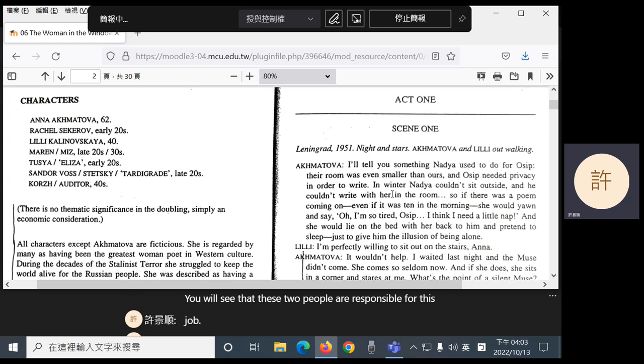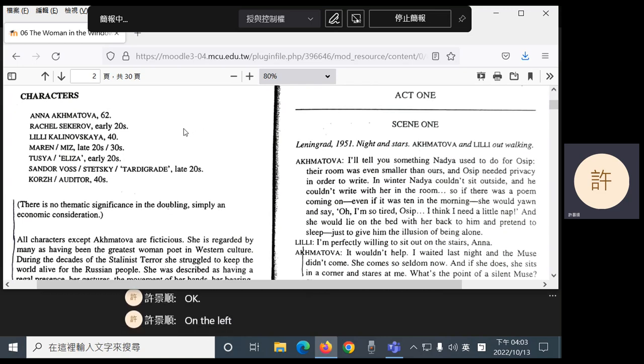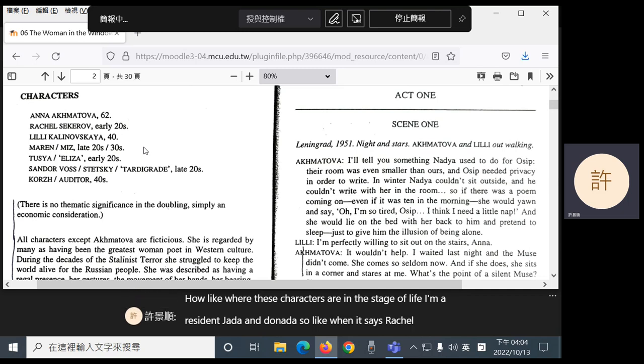Okay. On the left, characters. The ages aren't important for themselves. The ages are important to give us a sense of where these characters are in the stage of life. So like when it says Rachel Sekharov is in her early 20s, that tells us that she is very inexperienced. She does not know a lot about life. She might be easily confused.